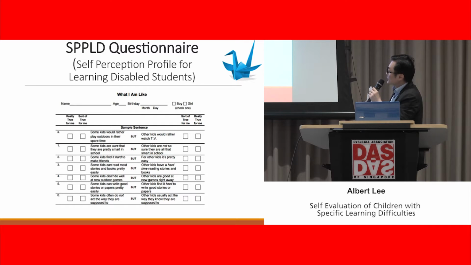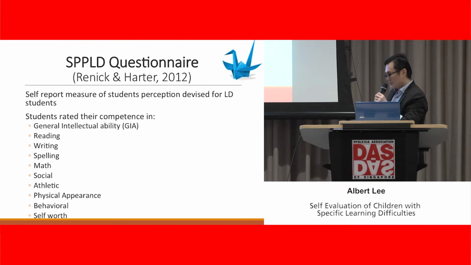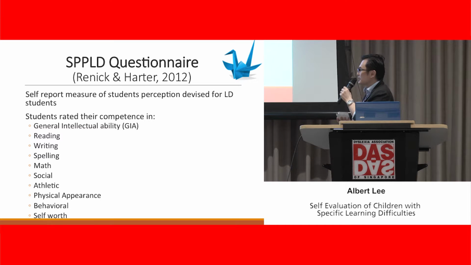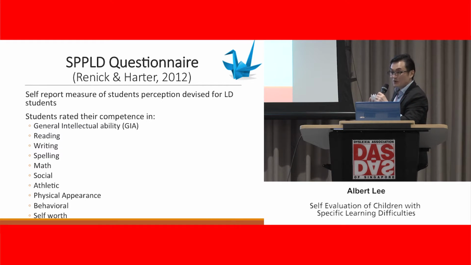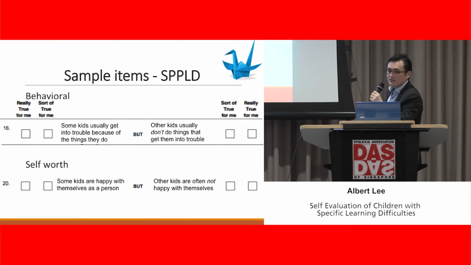For this 2-part question, there are 48 items, and these 48 items are over 10 different categories. The 10 different categories include the intellectual ability, reading, spelling, writing, math, social, athletic, physical appearance, behavioral, and self-worth. It is those in the first half that is more interesting, that we found some findings for you. Again, we have a sample question.